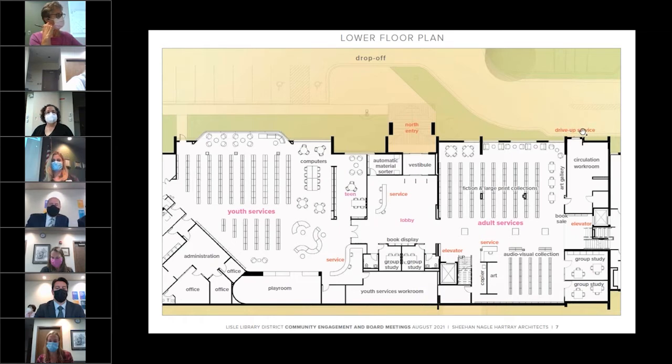The one other thing I wanted to mention on this plan is the location of the service desks. These are key touchstones for the public. This is where the public interacts with the library staff. There are 3 service points, one in the main lobby right when you come in the entry to the building, the other one in youth services here, and then one for adult services here, all within eyeshot of each other. So I think that'll also help the library maintain security in the building.